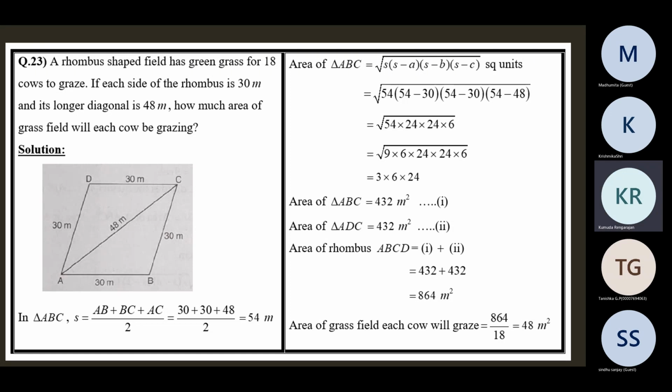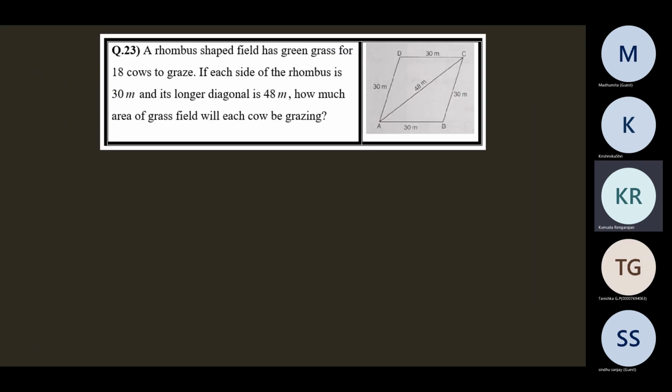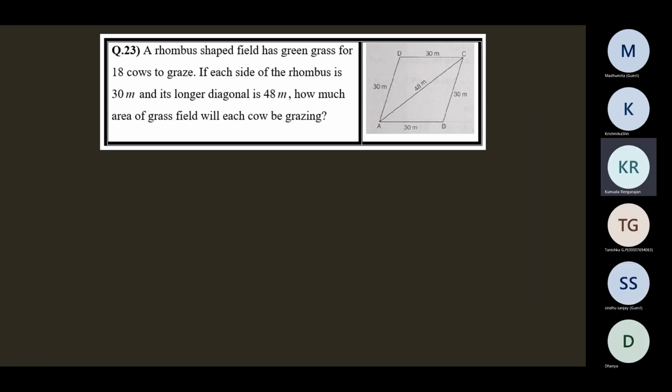Same thing here, children. A rhombus-shaped field has green grass for 18 cows to graze. There's one field, and 18 cows have to graze in the same field. If each side of the rhombus is 30 meters and its longer diagonal is 48 meters, so the side of the rhombus is given straight away. And its longer diagonal is 48 meters. How much area of the grass field will each cow be grazing?